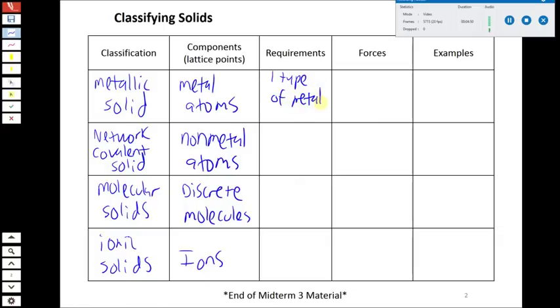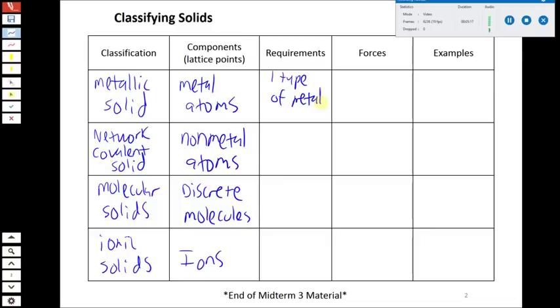So basically, all metallic solids are, for our purposes, elements. Sodium is a metallic solid, gold is a metallic solid, iron. Anything that's a metal on the periodic table will be classified as a metallic solid when it's in the solid state. There are also alloys that are metallic solids, but we're not going to talk about those because alloys are basically mixtures of two metals in the same solid. We're only going to talk about pure metallic solids made up of one element.